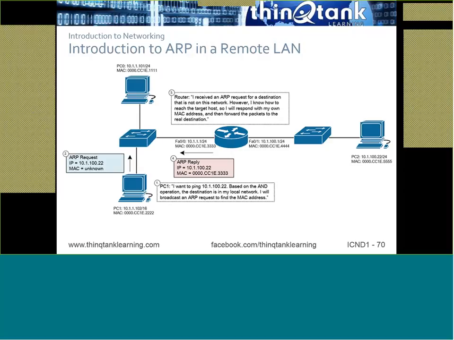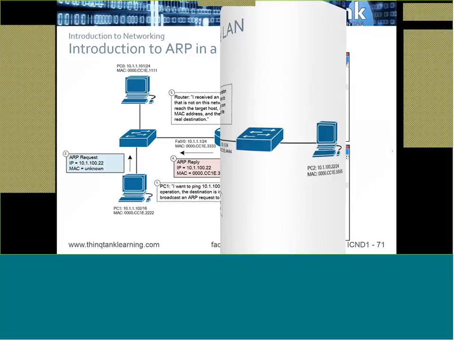So the source MAC of the frame, in this case, would be 1111. The destination MAC of the frame would be 3333. The source IP would be 101. The destination IP would be 22. All right? That's the address resolution protocol process. Now, what does that look like in Wireshark?